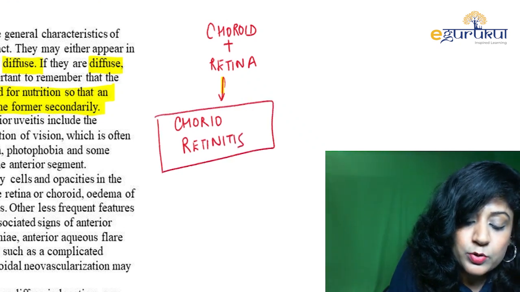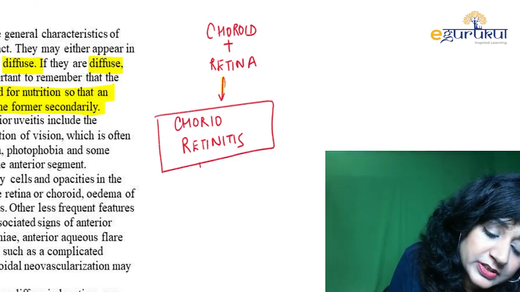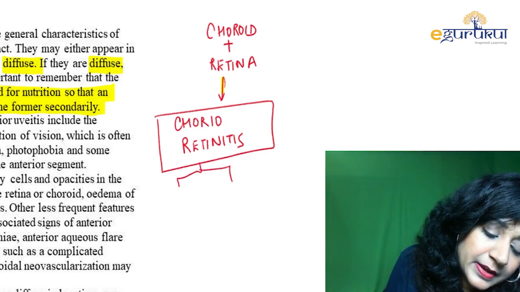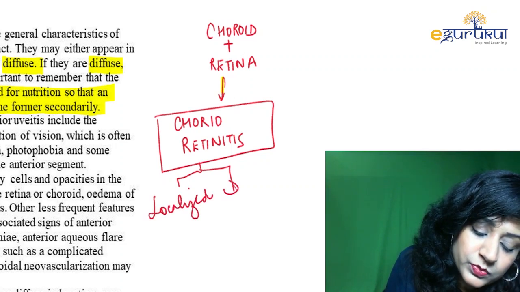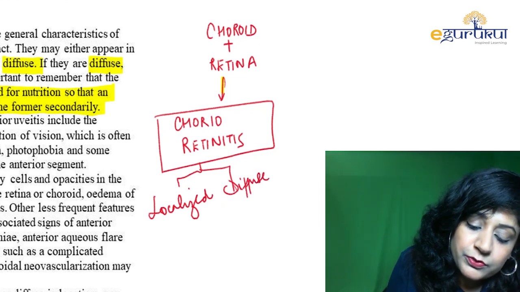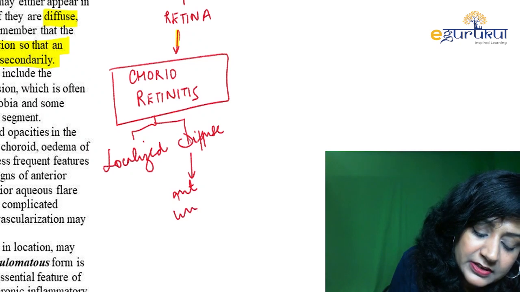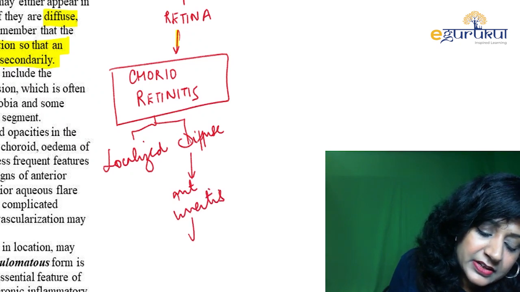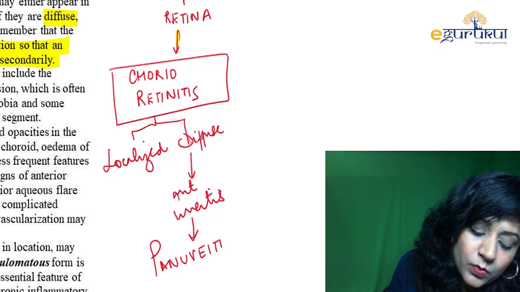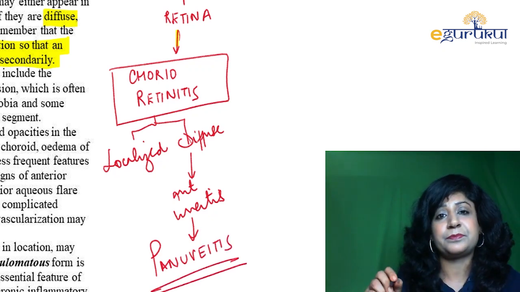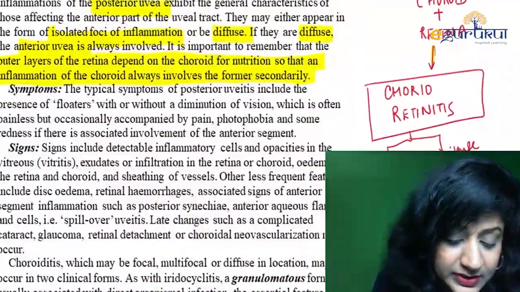That is why we will have the chorioretinitis, and most of the time when we have posterior uveitis or chorioretinitis, it could be localized, or we can have the diffuse one. So whenever it is diffuse, it is always going to the anterior uveitis also, and that is why it becomes your panuveitis, that is involving the whole of the uveal tract. Okay, now going back to the area, look at the symptoms.